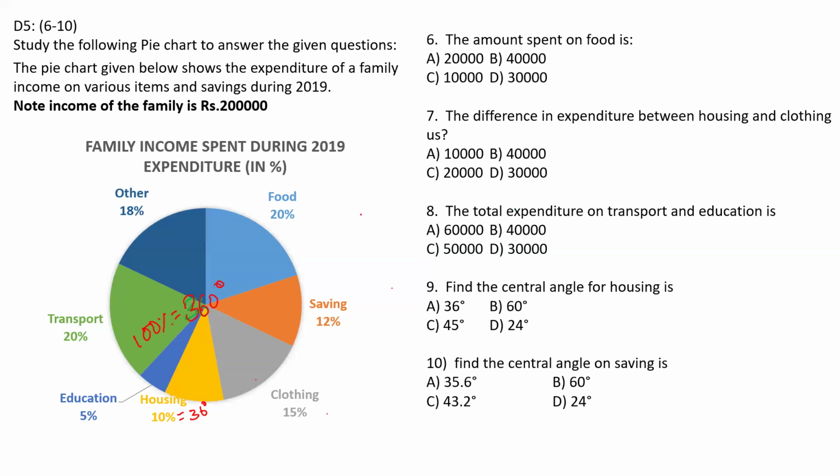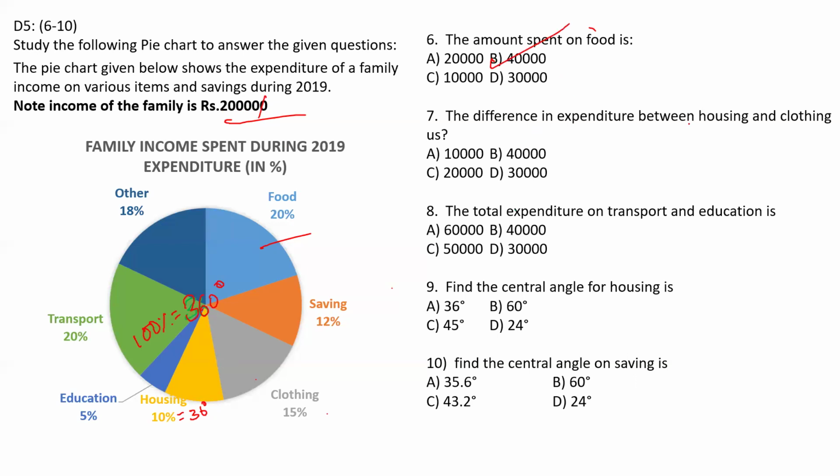For the first question, the amount spent on food they are asking. They have given the value for the total income of the family. So food is 20% of 2 lakh. 10% is 20,000, so 20 and 20 is 40. So rupees 40,000 is for 20%.